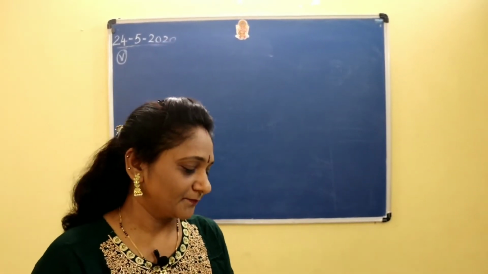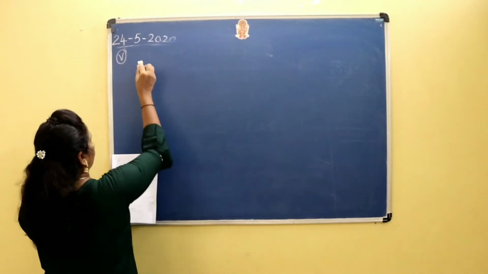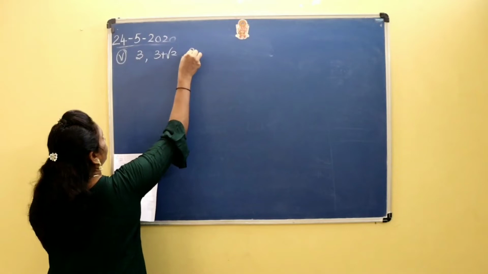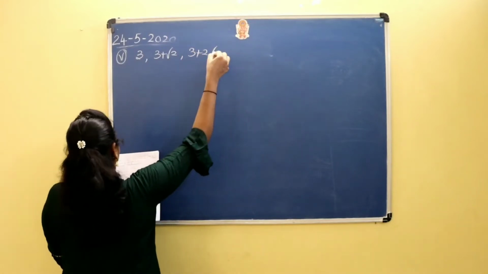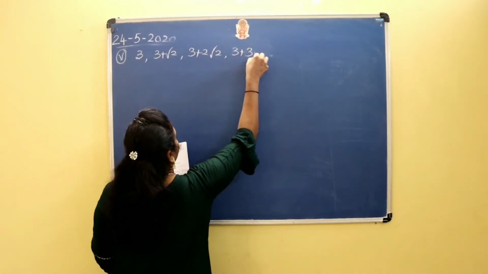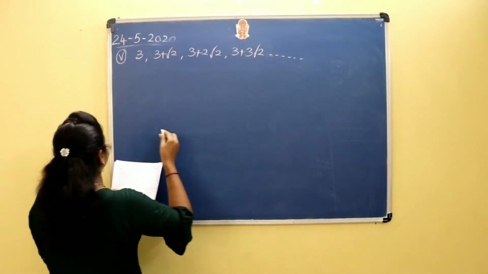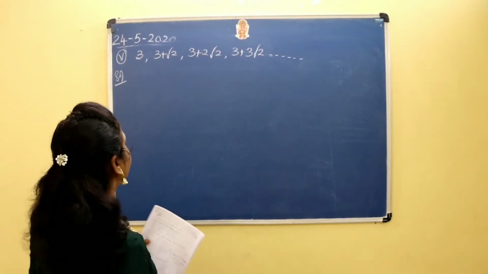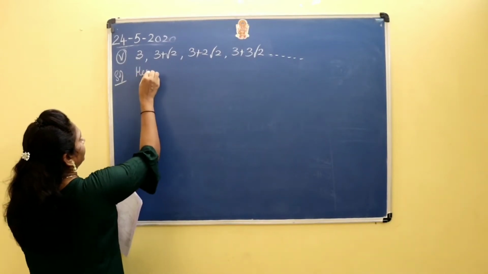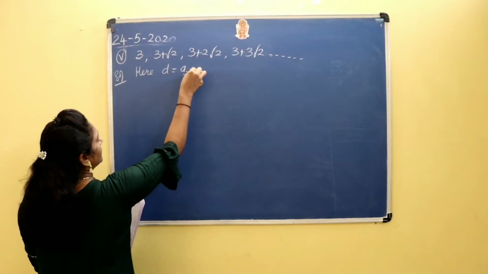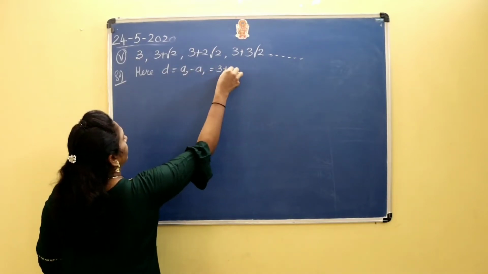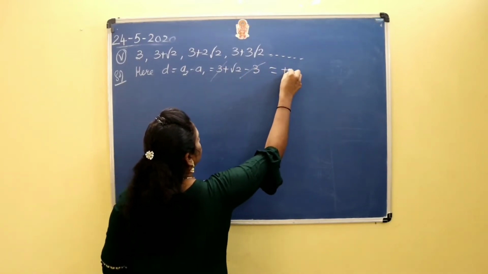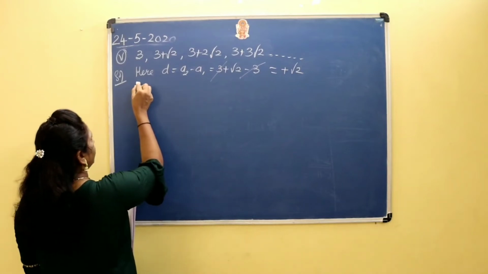The 5th question. The given list of numbers are 3, 3 plus root 2, 3 plus 2 root 2, 3 plus 3 root 2 and so on. Here first find whether the given list of numbers are in AP. For that you have to find out D. Here D is equal to A2 minus A1. 3 plus root 2 minus 3. So here plus 3 and minus 3 get cancelled. You get root 2.